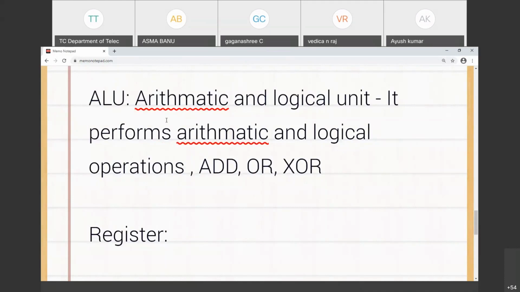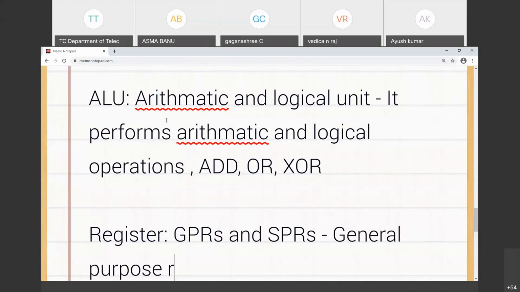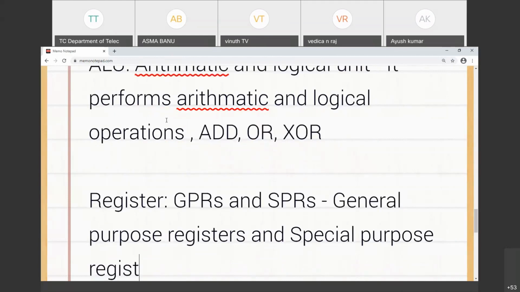Then comes register. Microprocessor or microcontroller, anything you take, registers are very important. There may be lots of registers. There are different types of registers, GPRs and SPRs. General purpose registers and special purpose registers. Now observe what I wanted to say. ALU is one part of the microprocessor or microcontroller. The second part I said is registers. Every microcontroller and microprocessor should have certain registers. I can classify them as general purpose registers and special purpose registers.